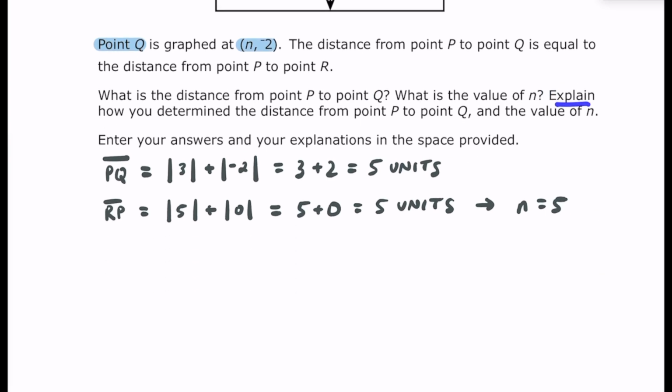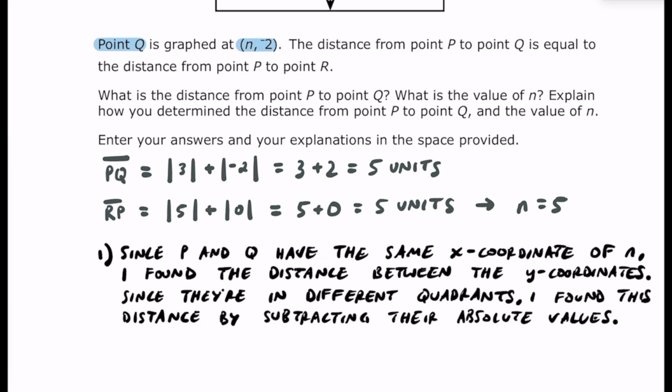So how would you get full points for a question like this? We can separate this into a few different statements. For explaining, you have time to type out a very thorough response, something along the lines of saying that P and Q have the same x coordinate of n, so you can find the distance between these 2 points by just looking at their y coordinates.